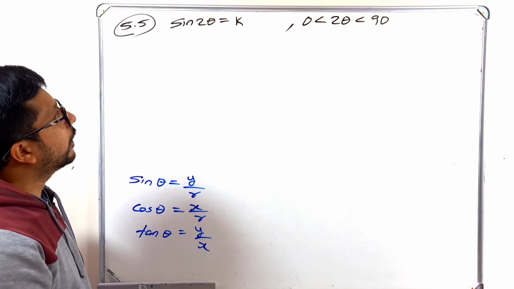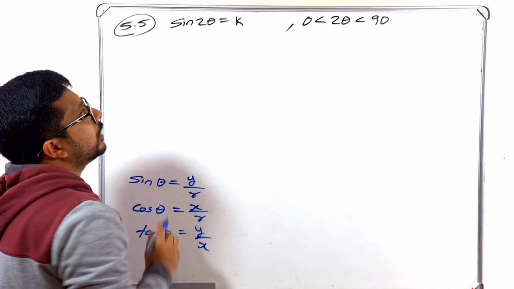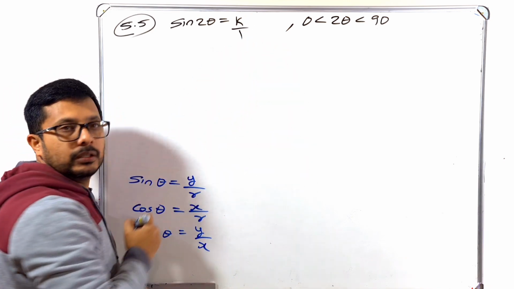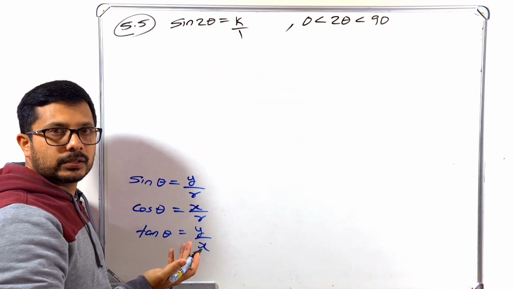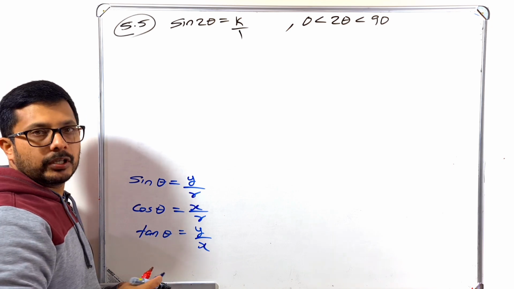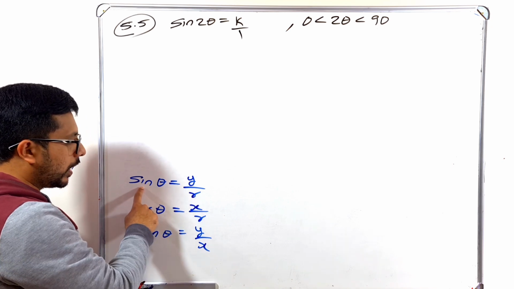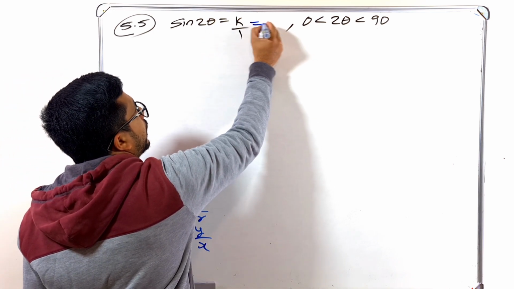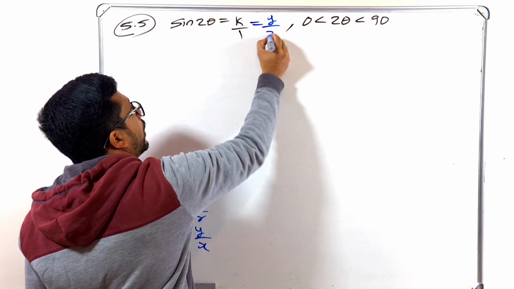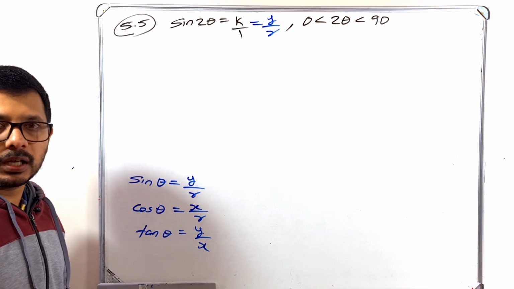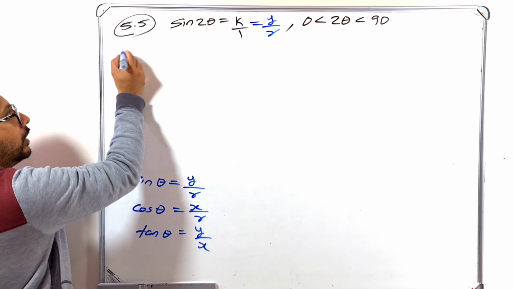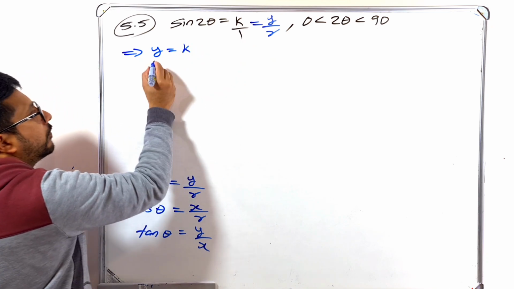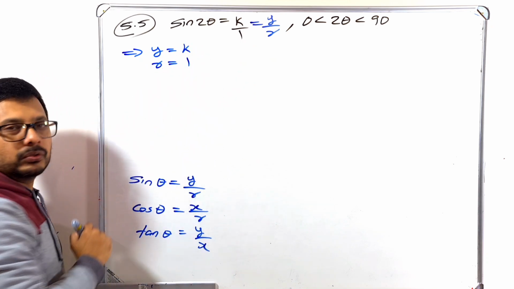So similarly here, sine 2 theta is equal to k. So k means, what is the denominator? Denominator is 1. That's obvious. So k means k divided by 1. And what is the definition of sine? y over r. So this sine theta, that is opposite side by hypotenuse, that is y over r. So what is the meaning of that? It implies that y is equal to k, and r is equal to 1.